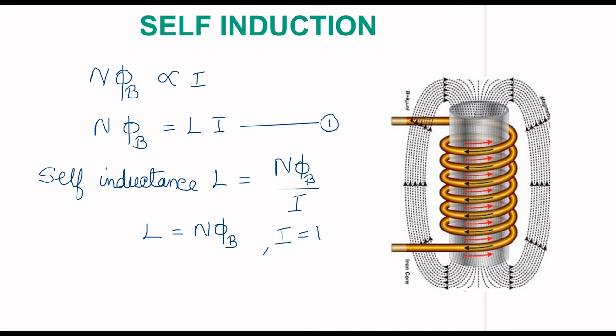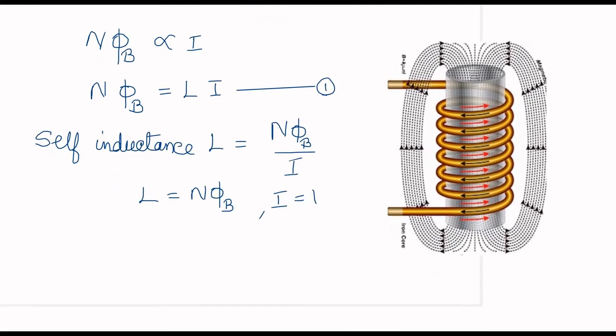What is the SI unit of self-inductance? SI unit of self-inductance is Henry. So how to define 1 Henry? 1 Henry is the coefficient of self-induction when 1 Weber magnetic flux change can produce 1 ampere induced current. That is the definition of 1 Henry.